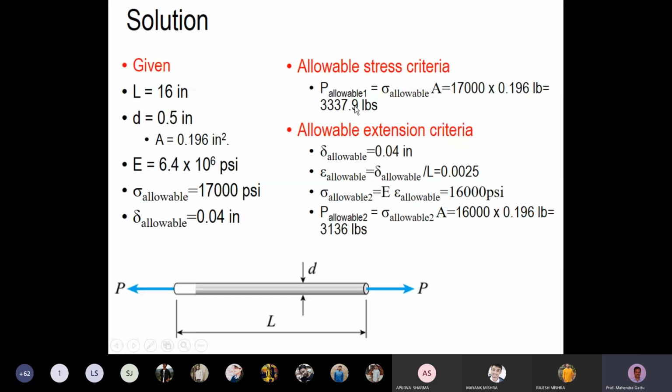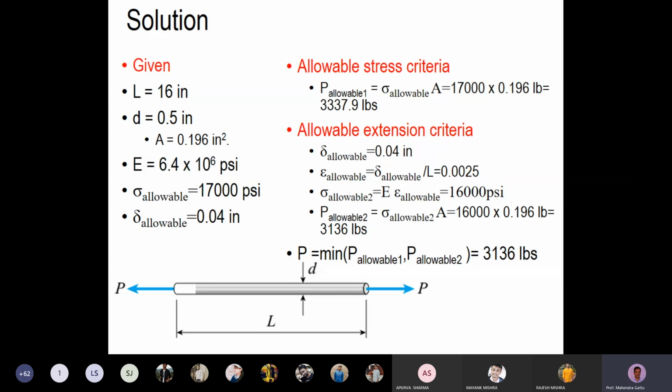3136. So the allowable stress is chosen such that it will be the smaller of these two values. So 3337 and 3136, the smaller one is this value. So as long as the P value doesn't exceed this value, both these conditions will be satisfied. That is, the allowable stress will be less than 17,000 and the allowable elongation will be less than 0.04 inch. Okay. So this concludes one part of the class.